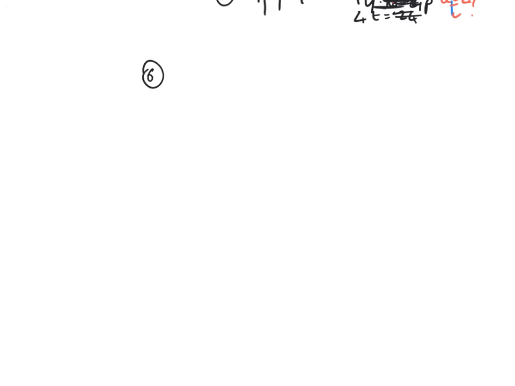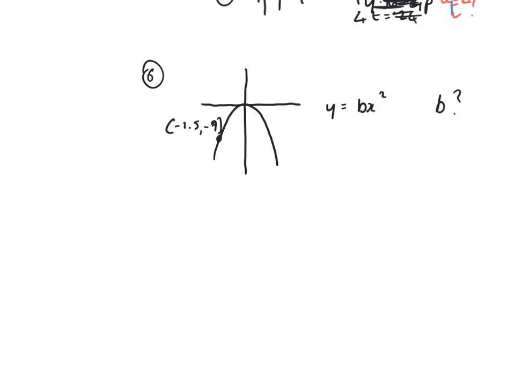Okay, let's try one more. So we've got another inverted parabola. This time I'm told that it goes through the point (-1.5, -9). The parabola is of the form y equals bx squared, and I need to find the value of b. Okay, so the x-coordinate is minus 1.5 when the y-coordinate is minus 9. So where I see y, I'm going to replace it with minus 9, and where I see x, I'm going to replace it with minus 1.5.